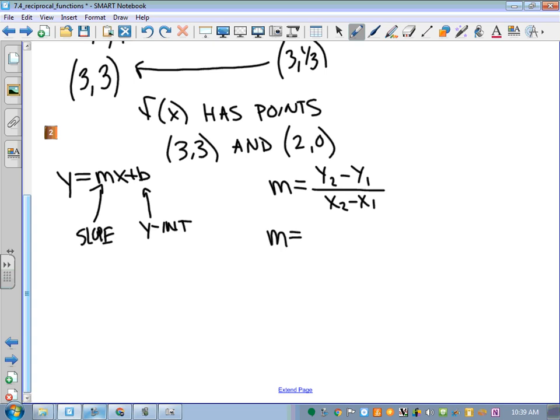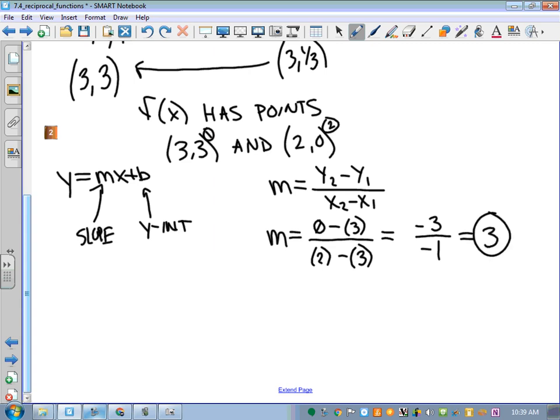So because I read left to right, this is going to be (2, 0), this is going to be (3, 3). So it's y2, which is 0, minus y1, which is 3, divided by x2, which is 2, minus x1, which is 3. And what I get is -3 over -1, or 3.